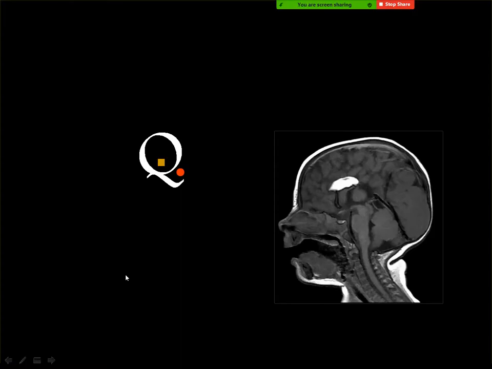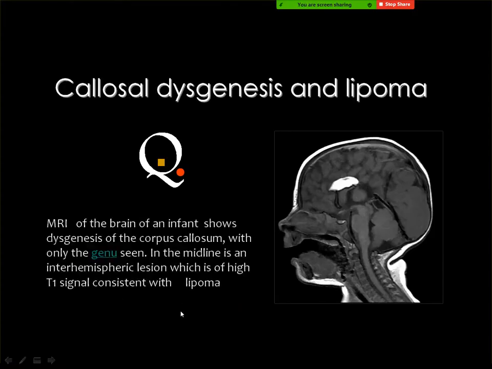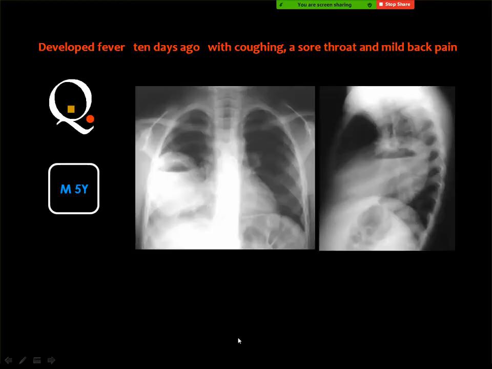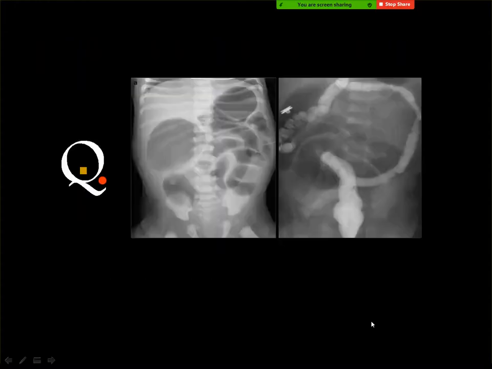Lipoma. Corpus callosum. Yes, and this is corpus callosum lipoma, and also you do not see the rest of the corpus callosum, the splenium and part of the posterior body. It is also dysgenesis. Abscess. Yes, abscess. Okay.